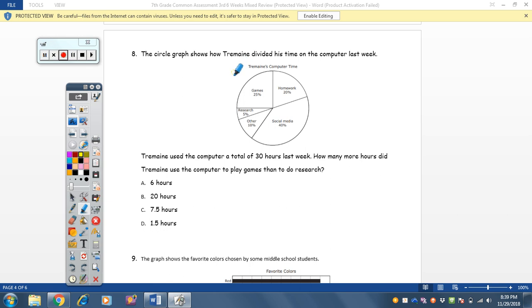8 says the circle graph shows how Tremaine divided his time on the computer last week. Tremaine used the computer a total of 30 hours last week. How many more? Means we're going to subtract. How many more hours did Tremaine use the computer to play video games, or I'm sorry, to play games than to do research? Games, research. You're going to subtract games minus research.